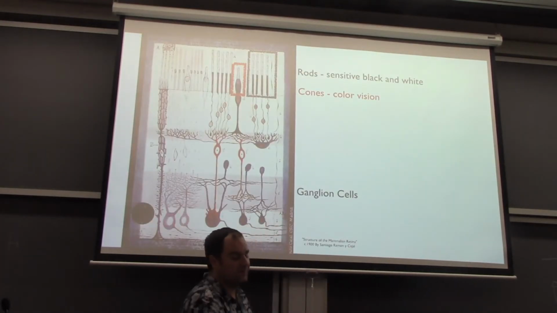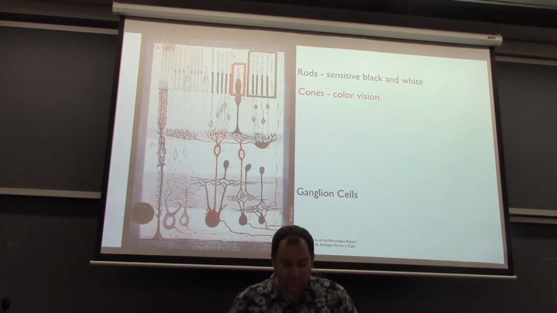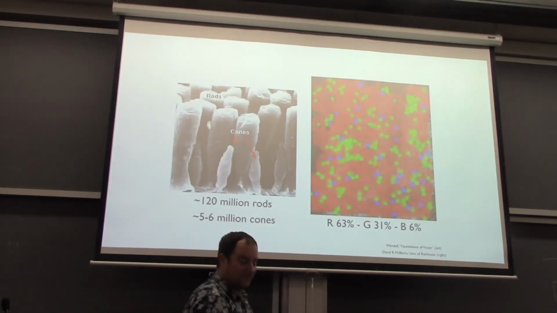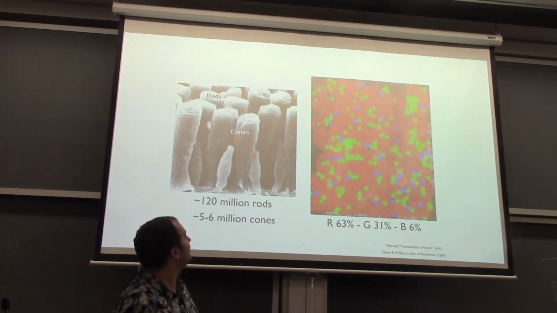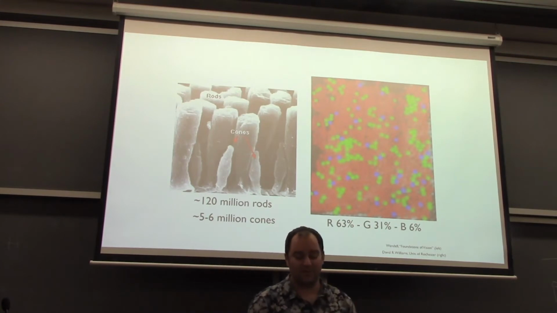Here is a good illustration, a pretty old one actually. As you can see, the rods are sensitive to black and white, and the cones are sensitive to color vision. How does it look under an electron microscope? You can see the cones are much smaller and the rods are much bigger here.